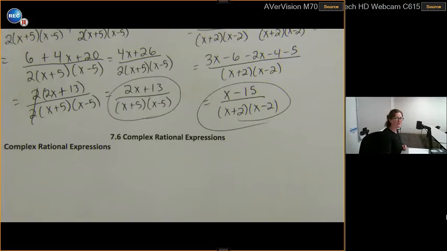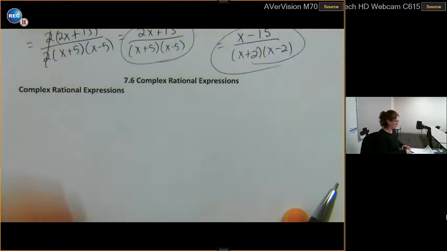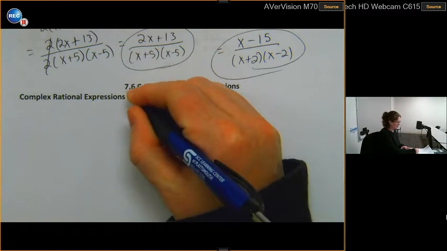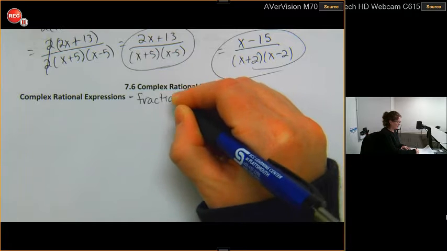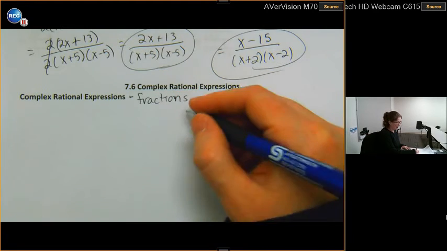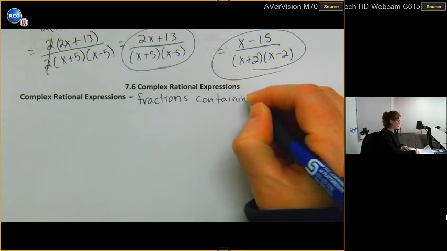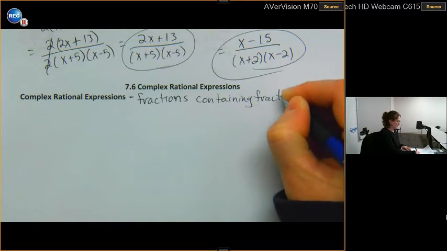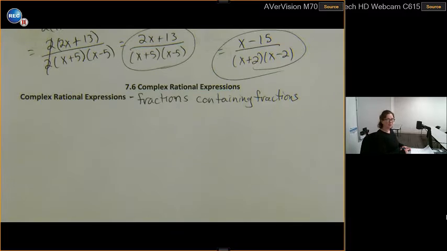Section 7.6, complex rational expressions. When we have a complex rational expression, what we're talking about is an expression that is made up of fractions containing fractions. So it's a fraction where the numerator and/or denominator is also a fraction. To simplify, there are two methods.